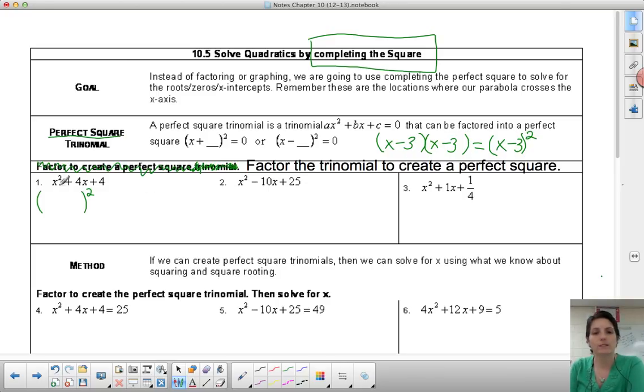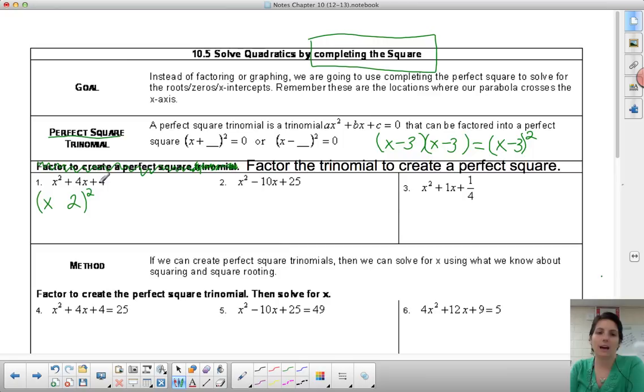So when we look at this, let's look at question number 1. First of all, the directions were a little bit off on your sheet. Notice I changed them. Factor the trinomial to create a perfect square. So we're looking for duplicate quantities. The only way to get x squared, doing something times itself, is x times x. How about the only way to get 4, doing something times itself? Good, hopefully you said 2.